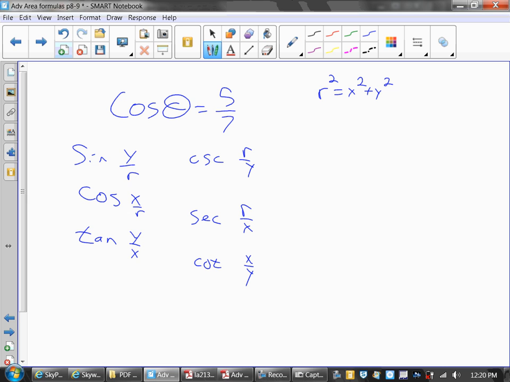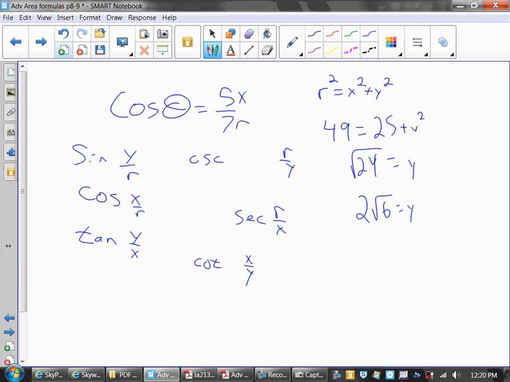When you do that, you wind up with 49 is 25 plus y squared, which means y is the square root of 24. You have to simplify your radicals. A lot of you forgot to simplify radicals. That's 4 and 6, so it's 2 root 6. Now it's a matter of just substituting in. You know what x is, you know what r is, and now you know what y is. It's just a matter of filling them all in.